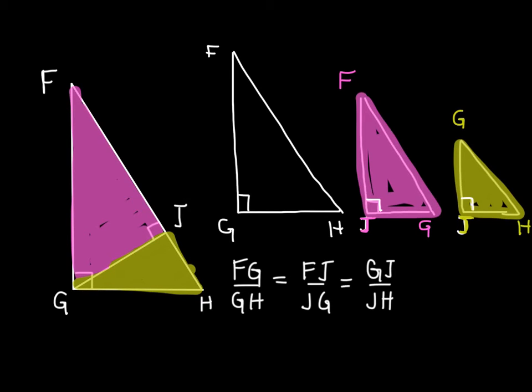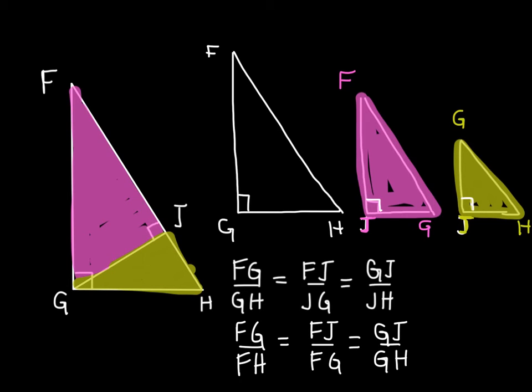What could I do? I could put the tall over the hypotenuse. So I can also say that FG over FH is similar to FJ over FG, which is equal to GJ over GH. There's one more proportional relationship on the sides, and I'd like you to figure that out now.